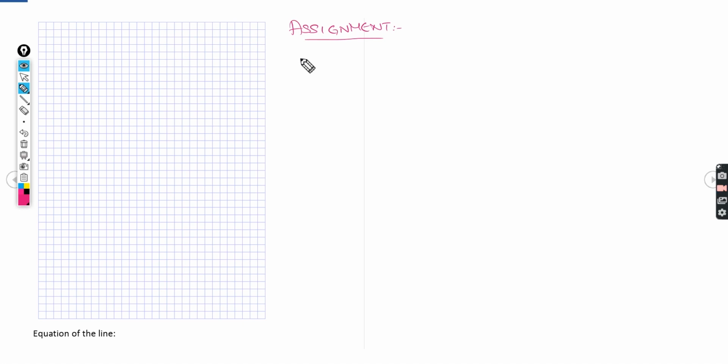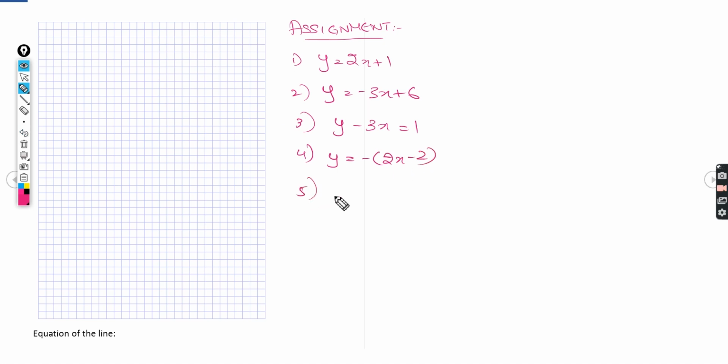You have to make lines of the following questions. Question number 1, y equals 2x plus 1. y equals negative 3x plus 6. y minus 3x equals 1. Do not get confused, you have to use your algebra, do not forget that. y equals negative bracket 2x minus 2. 1 over 3 y plus x equals 1.